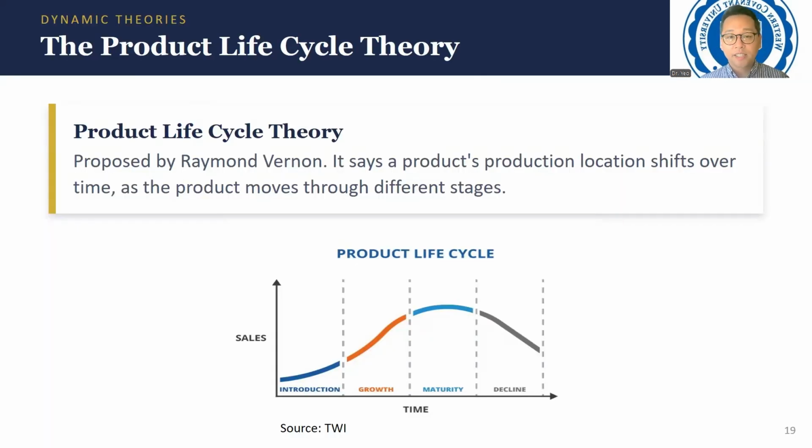In the 1960s, economist Raymond Vernon proposed the product life cycle theory. This theory says that where a product gets made changes over time as the product itself matures. If you look at the graph, it looks like this. Let me go over it step by step.